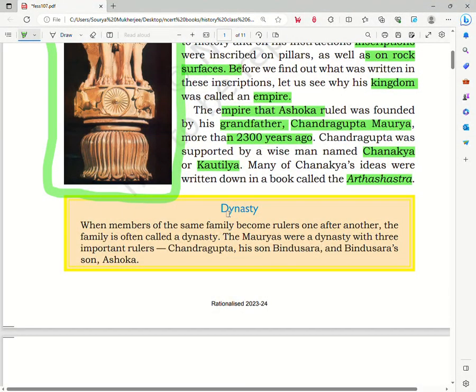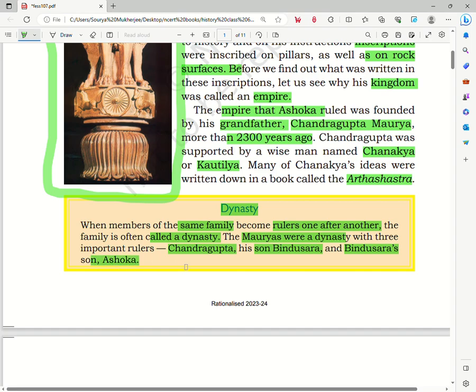So in this box, we can see it explains what is a dynasty. When members of the same family become rulers after one another, the family is often called a dynasty. The Mauryas were a dynasty with three important rulers: Chandragupta, his son Bindusara, and Bindusara's son Ashoka.